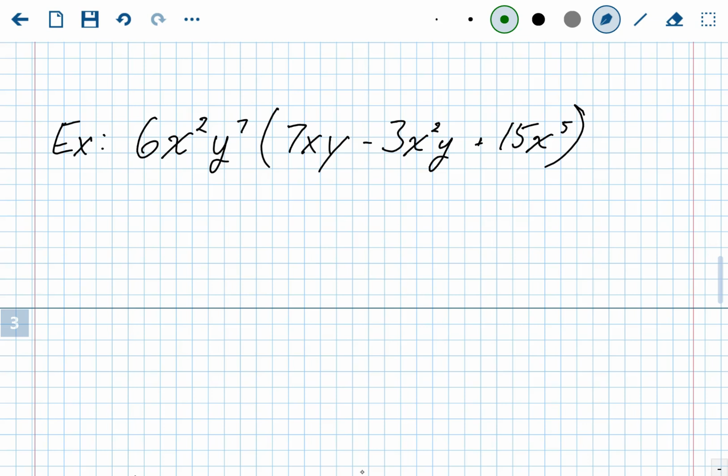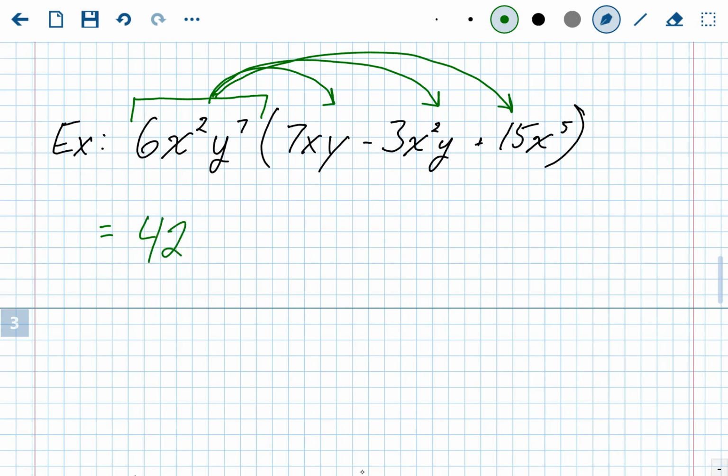So for this one, hopefully everyone got it. We're going to multiply all the numbers by 6. We're going to add 2 to every x exponent, and we're going to add 7 to every y exponent. Okay. Because that's what we do when we multiply terms together. So we're going to do distribution, 3 separate multiplications. All the numbers get multiplied by 6. All the x's get 2 added to their exponents, and every y gets 7 added to it.